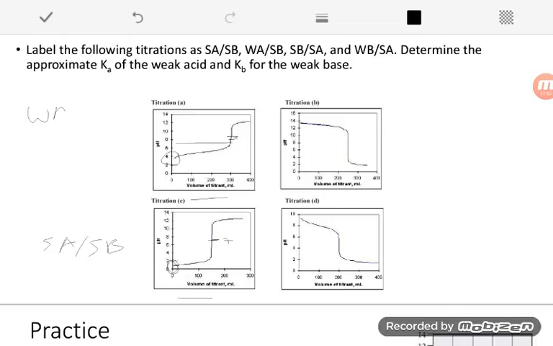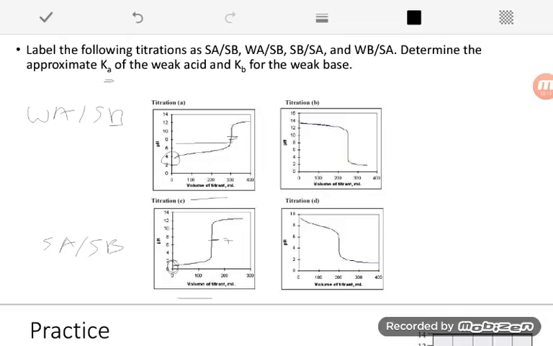Whereas this one up here is going to be the weak acid, strong base. It starts at a higher pH and its equivalence point is above 7, maybe around 8. So those weak acid titrations are always going to have a basic equivalence point. So for the weak acid, we want to determine the Ka.